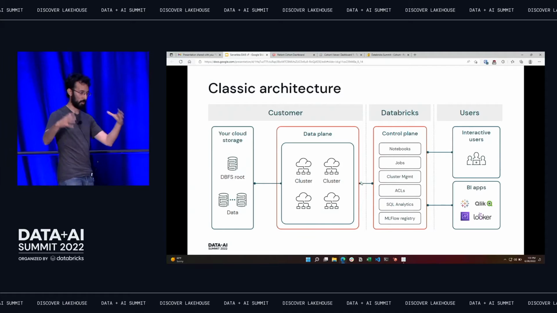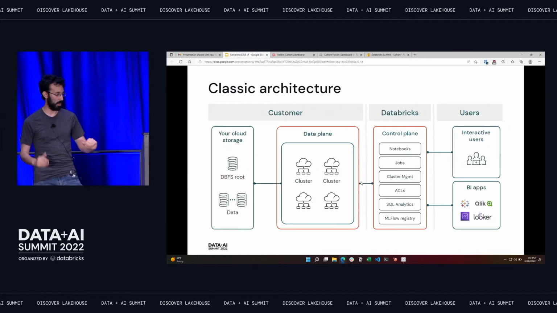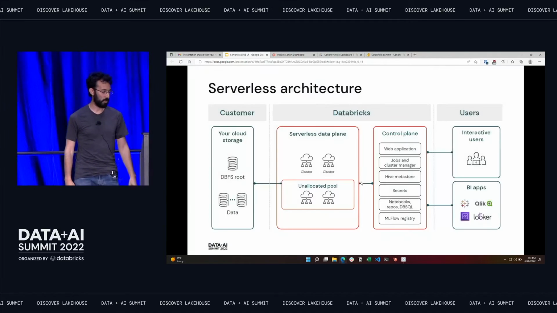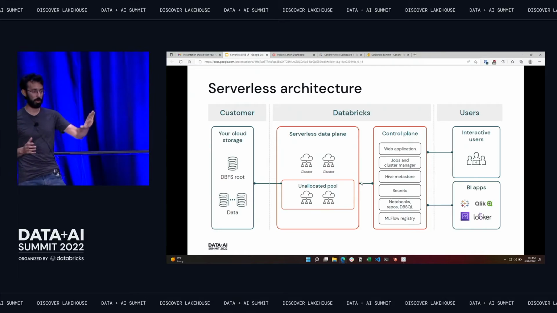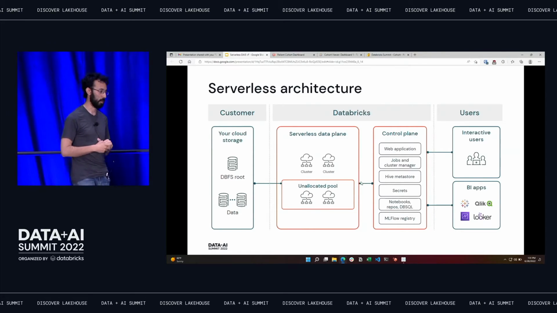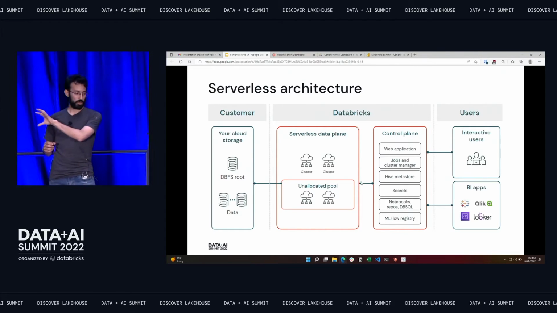And so that's Spark. It's a distributed system, and it'll access your cloud storage on your side. So in Classic, this is what it looks like. As you might expect, in the serverless architecture, that data plane component moves into the Databricks account. The storage remains in your account, of course, as part of the Lakehouse paradigm. So you see two changes here in the serverless architecture.